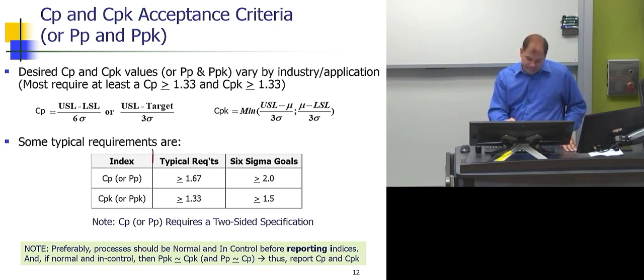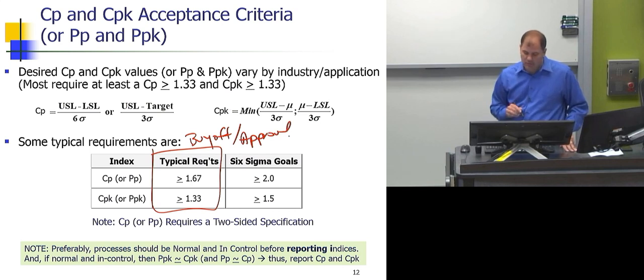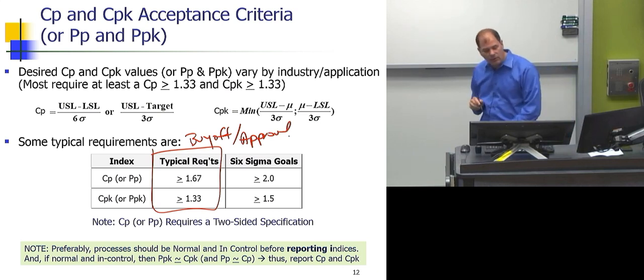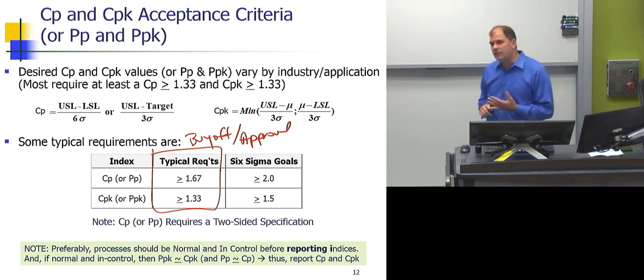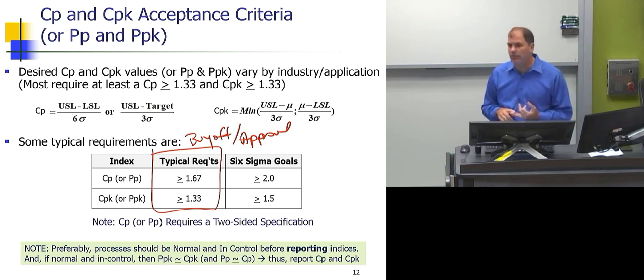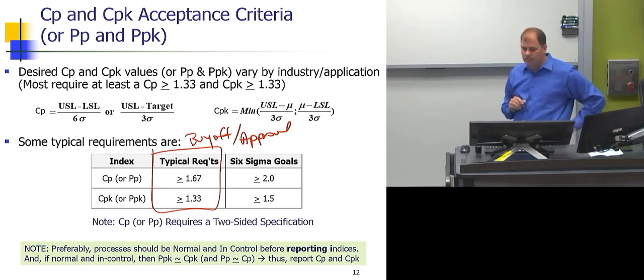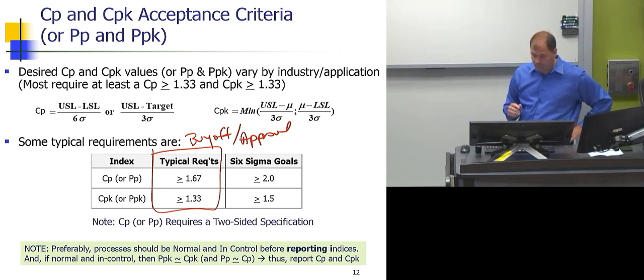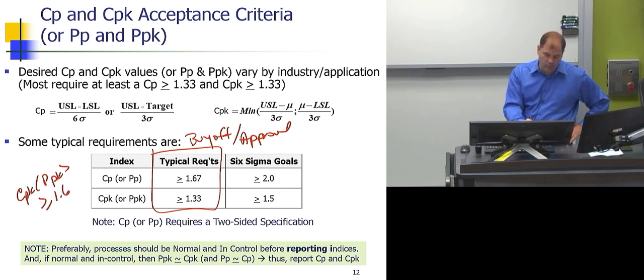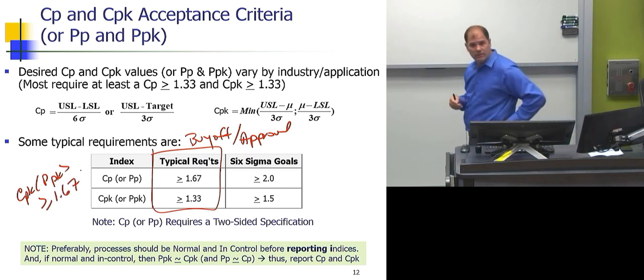Industry for buy-off or approval processes often has the following requirements. CP or PP, they want to be greater than 1.67, or CPK or PPK to be greater than 1.33. Some people might use CPK or PPK to be greater than 1.67.